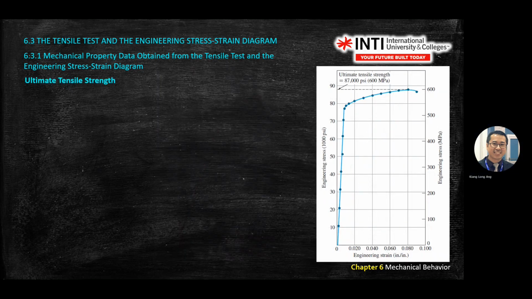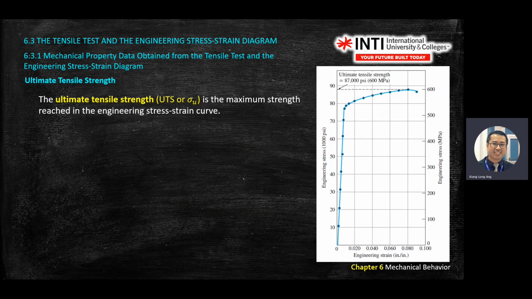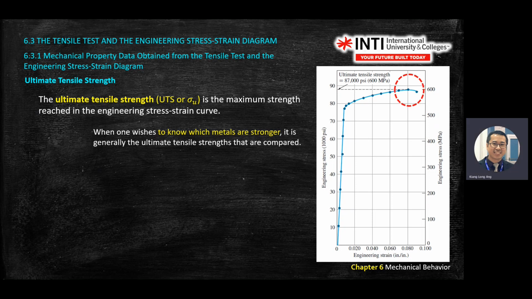The ultimate tensile strength, or in the textbook they use sigma U to represent ultimate, is the maximum value that you have on the graph. Normally you will see this value in most material specifications. This is the maximum force or maximum strength that the material can handle.